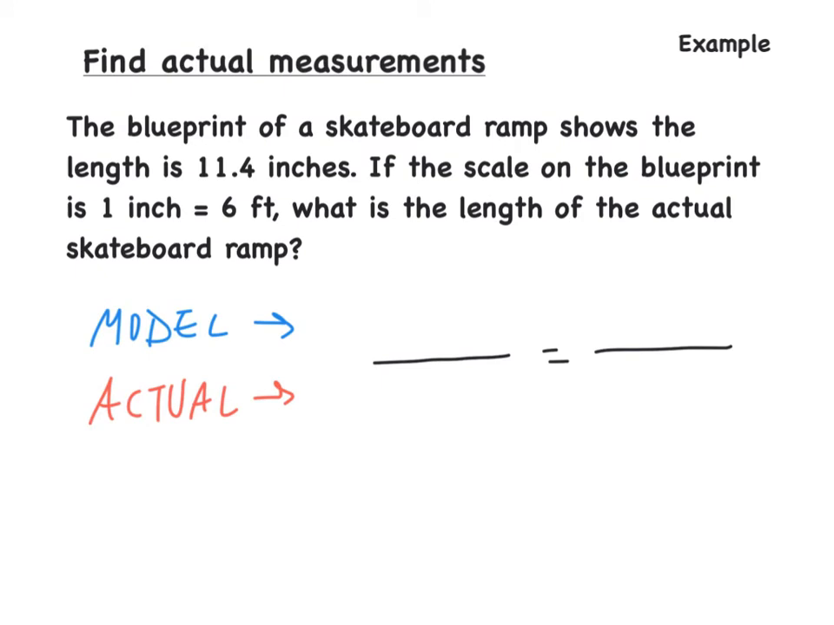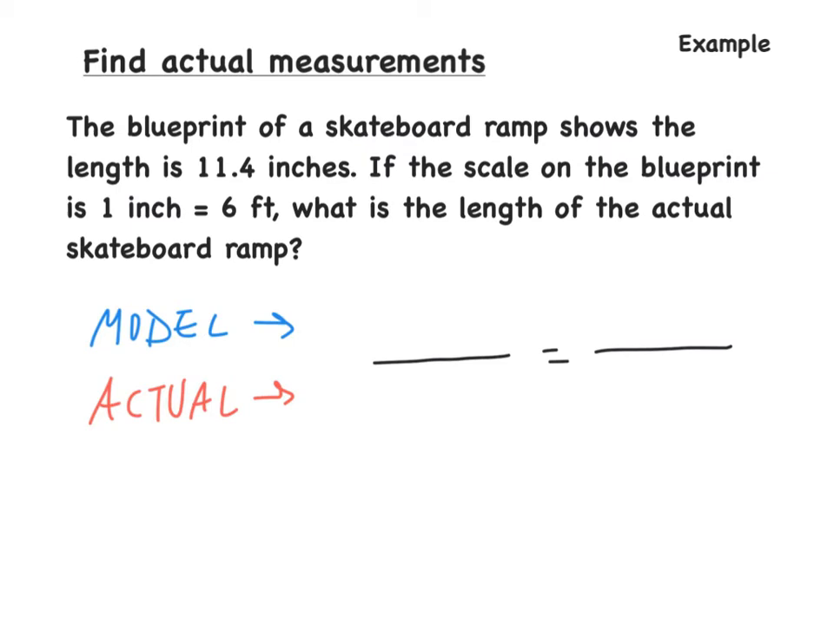So now I'm wanting to find some actual measurements. We have an example. So I have the blueprint of a skateboard ramp, shows that the length is 11 4/10 inches. If the scale on the blueprint is 1 inch is equal to 6 feet, what is the length of the actual skateboard ramp? So remember, I like to set up proportions, model information on the top, actual information on the bottom. So let's look at the model information.